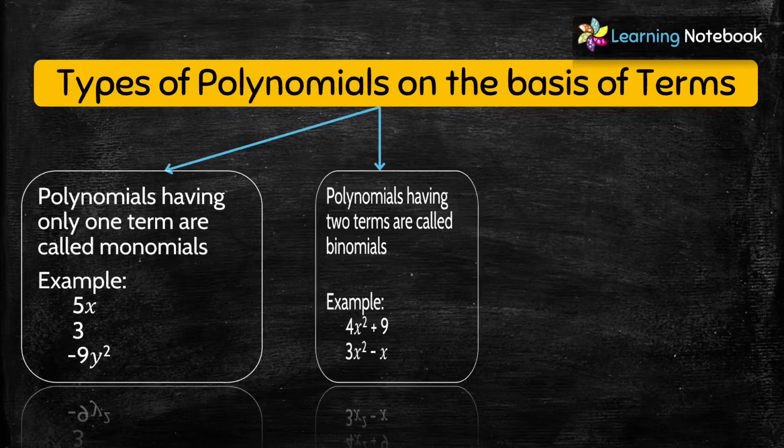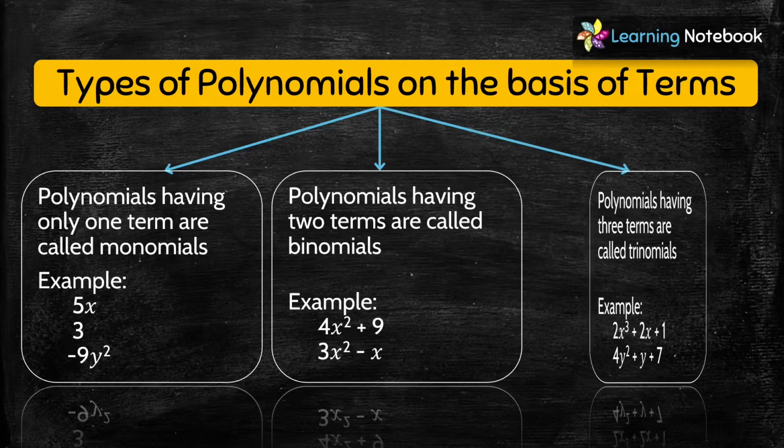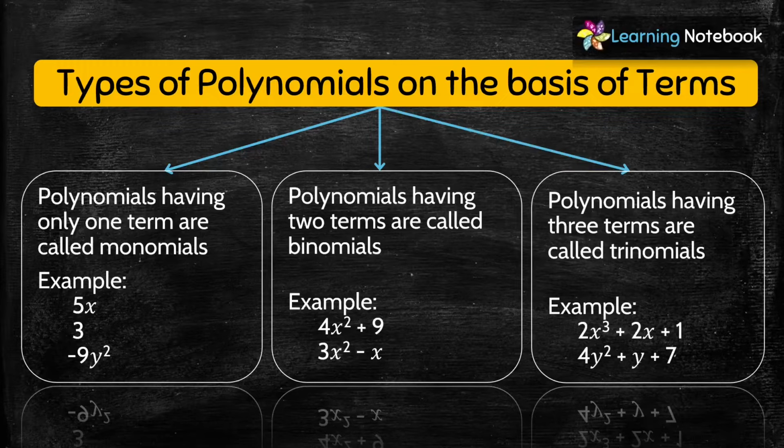Now, second type of polynomial is binomials. Polynomials having two terms are called binomials. For example, 4x square plus 9, 3x square minus x. Both these polynomials have two terms. So they are binomials.